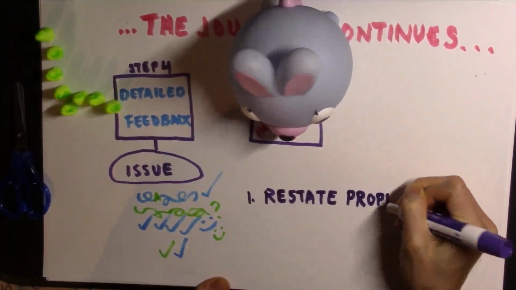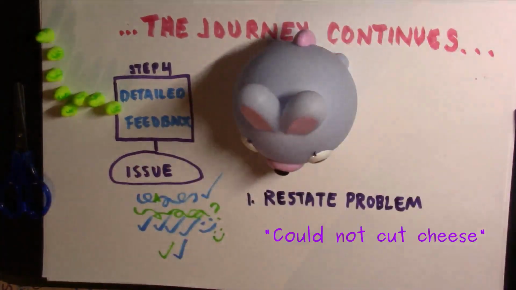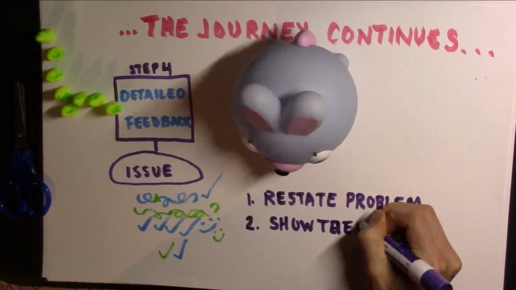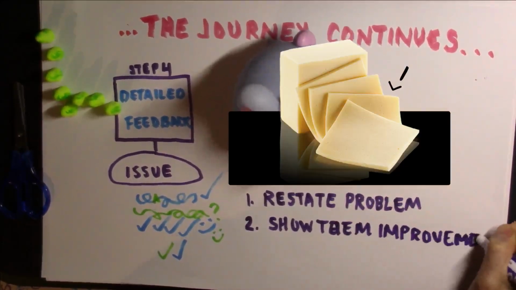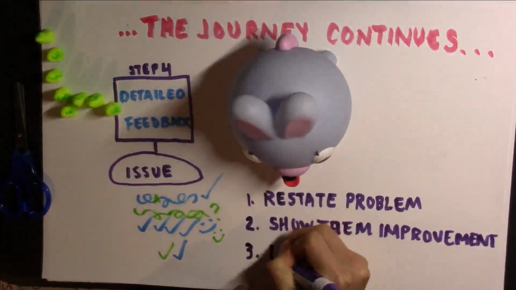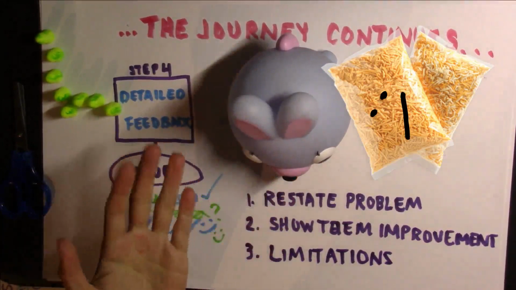1. Restate the problem and what you couldn't previously do that led you to your idea. 2. Show them what is now improved and possible with your approach. 3. Be transparent about limitations. Ask again for feedback to help address them.